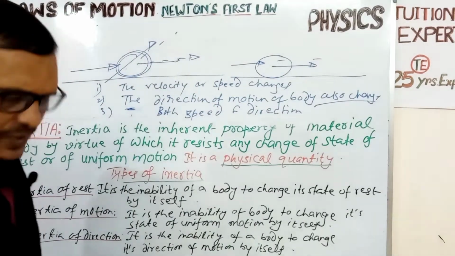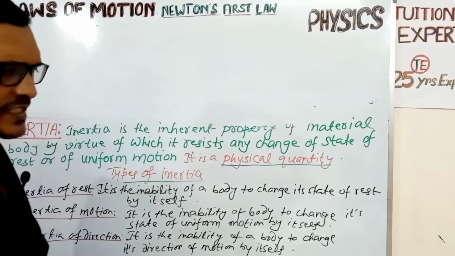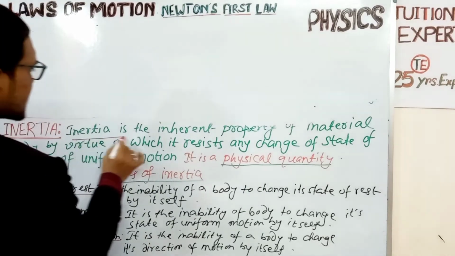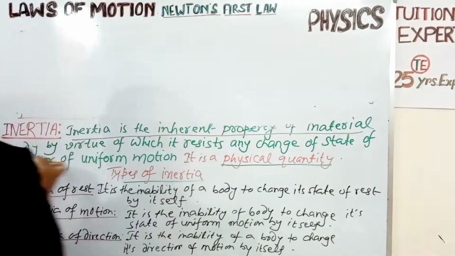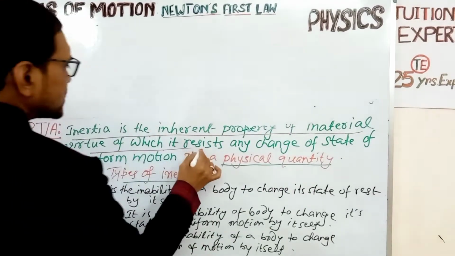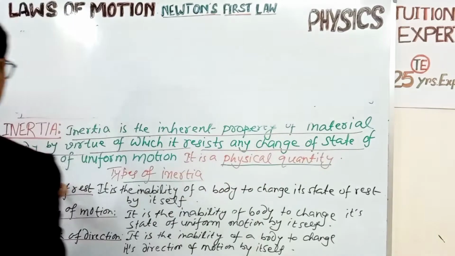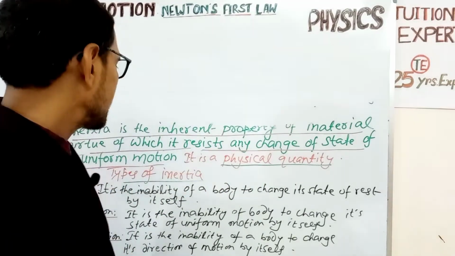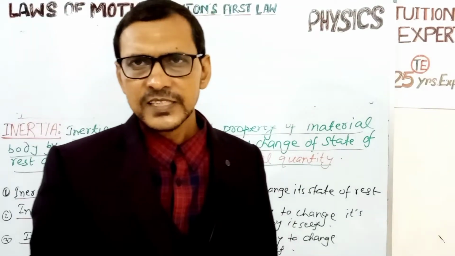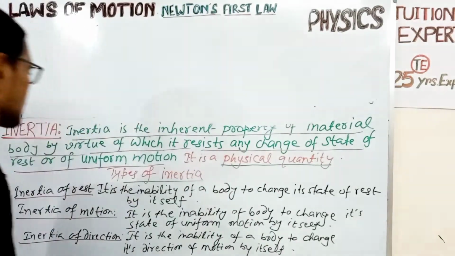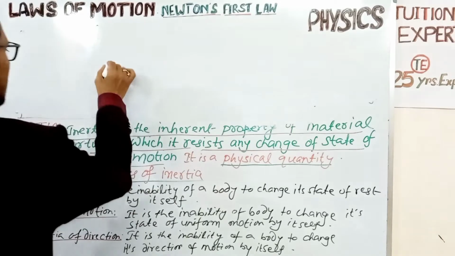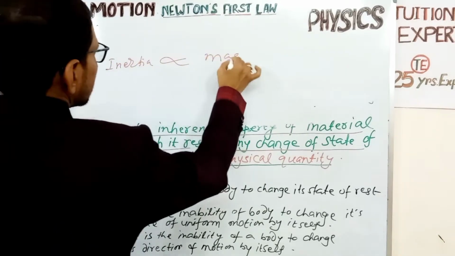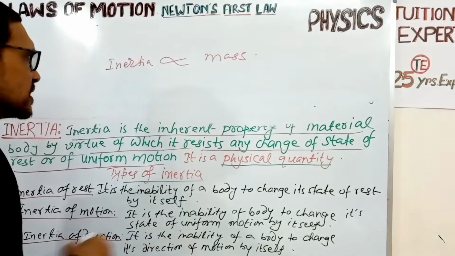Now what is the inertia of a body? Inertia is the inherent property of a material body by virtue of which it resists any change of its state of rest or of uniform motion. Inertia is a physical quantity. It is not measured, but the inertia of a body is proportional to the mass of the body. More mass means more inertia.